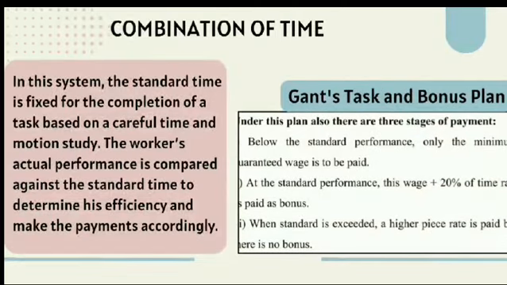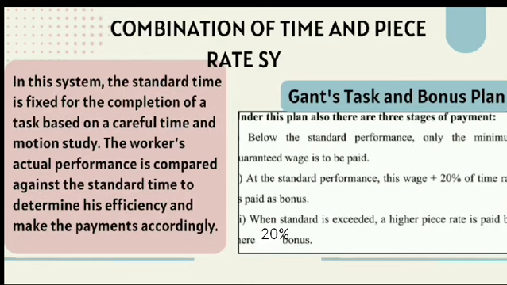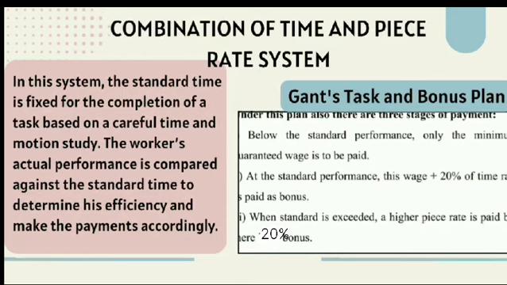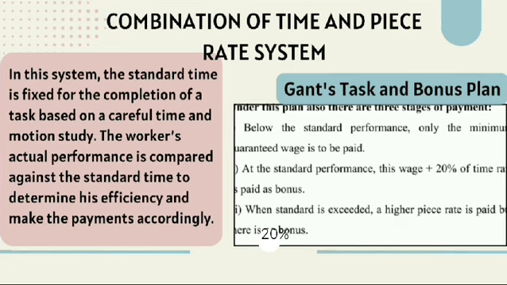And the last one is Gantt's task and bonus plan. It is a combination of both time and piece rate system. In this system, the worker's actual performance is compared with the standard time and his efficiency is determined. If a worker takes more time than the standard time, that is below the standard performance, he is given wages for the time taken by him. And if a worker takes the standard time to perform the task, he is given wages for the standard time and a bonus of 20% on his wages earned.